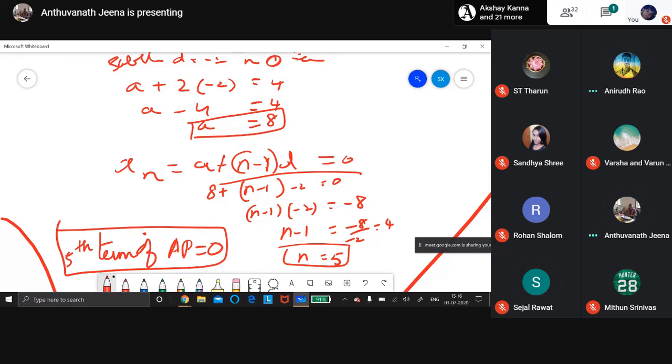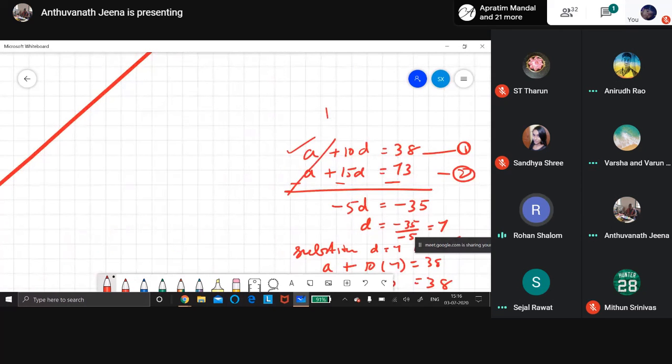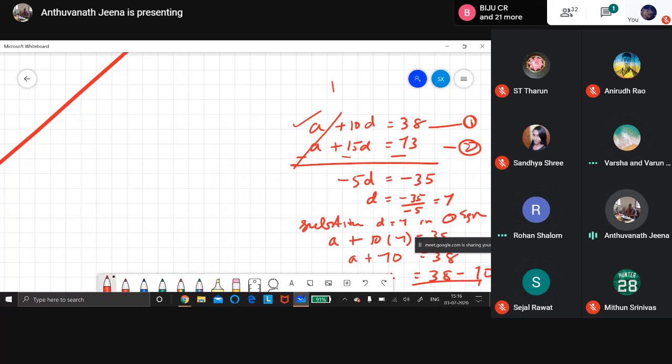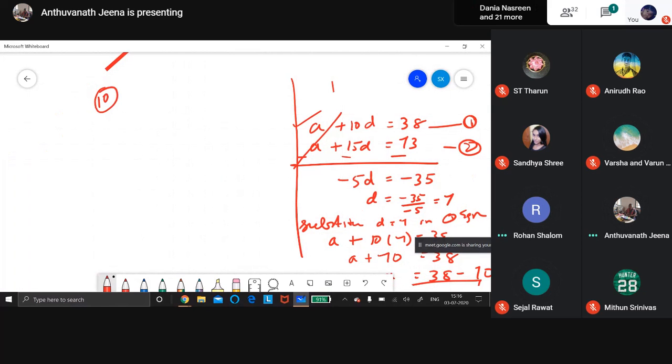Okay, that's all. Now go to 10th sum. 10th sum, somebody else read. Rohan will read. Rohan is reading. Okay, read Rohan. You should tell the page number. Page number 106. 10th sum.